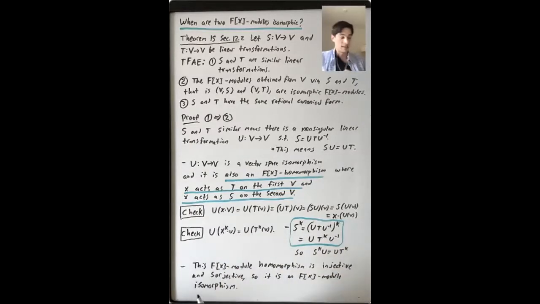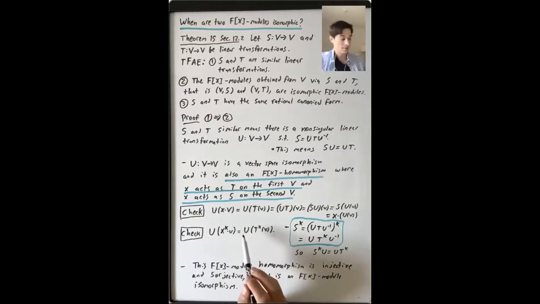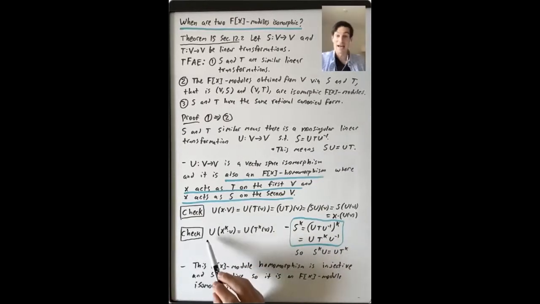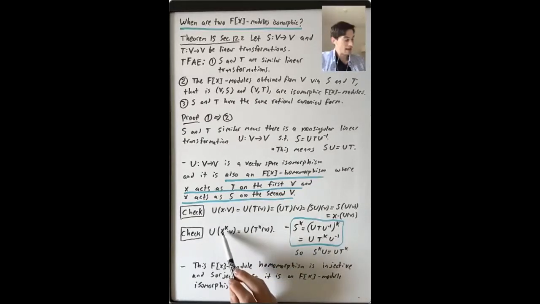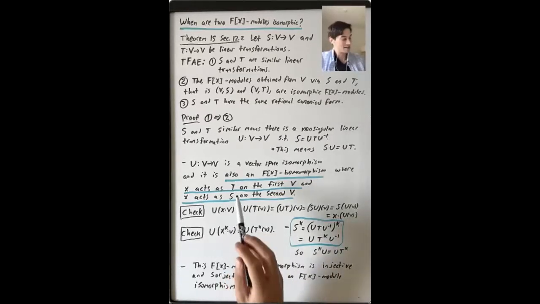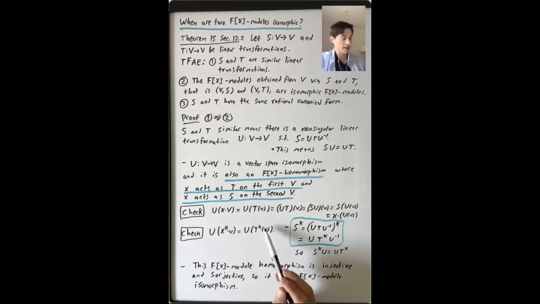I'm not going to do all the details here. Well, U of x to the k acting on V has to be the same as x to the k acting on U of V. So what is x to the k acting on V? Well, x acts as T on the first V, so x to the k is going to act as T to the k on the first V.